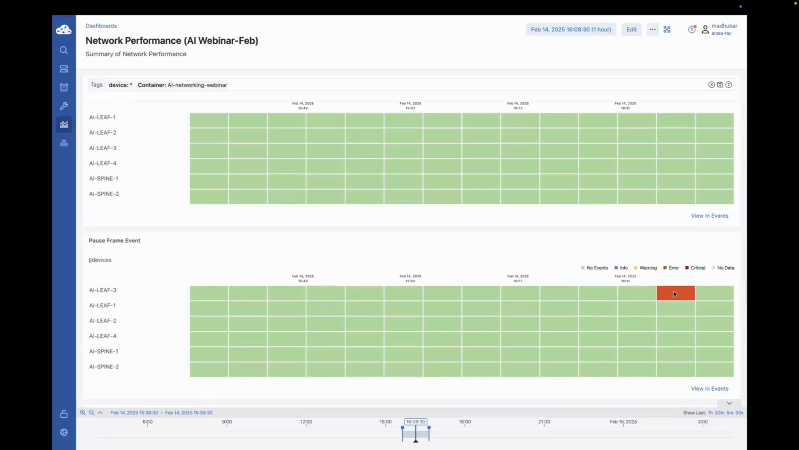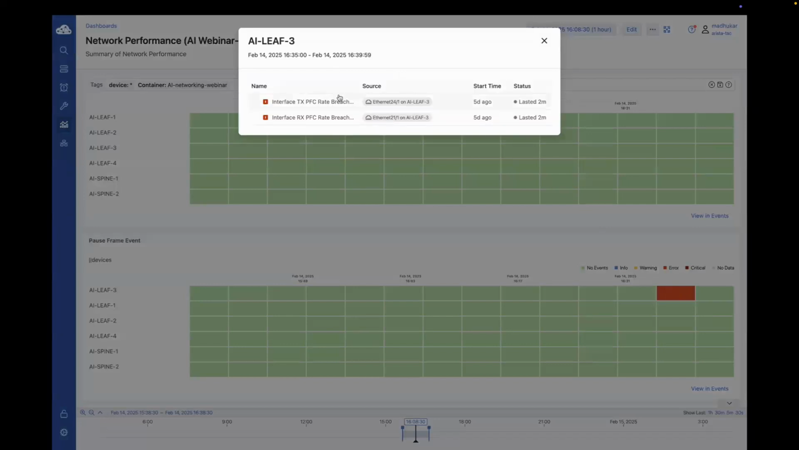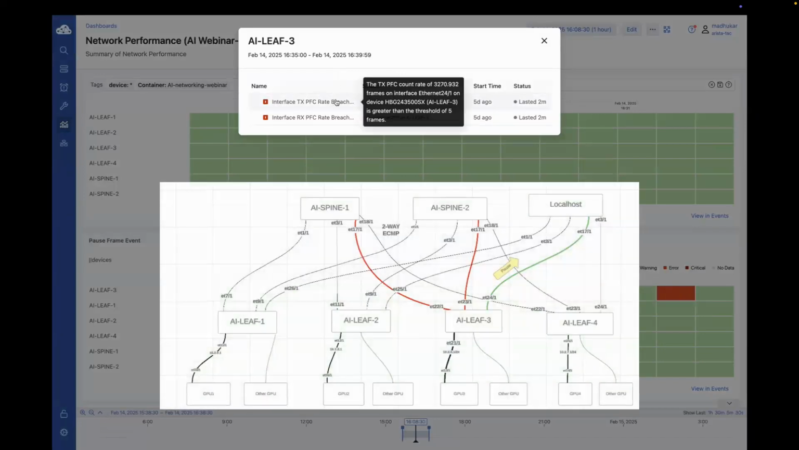But when we move on to the pause frame event, we see a pause frame event taking place on the AI leaf 3 device. Now we see here that there were two events wherein we had transmitted pause frames over 24/1, which is the link connecting to the local host. And we also saw a pause frame event for received pause frames over the 21/1. Now that probably might be a case wherein the traffic was flowing through a high speed to a lower speed link on the GPU, which triggered sending of pause frames from the GPU perspective. But let's not focus on that at the moment.